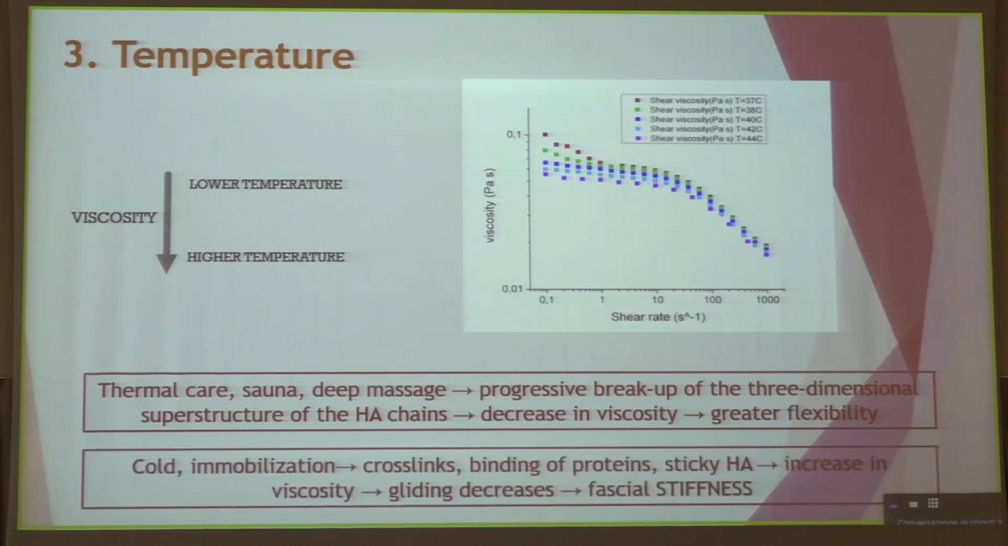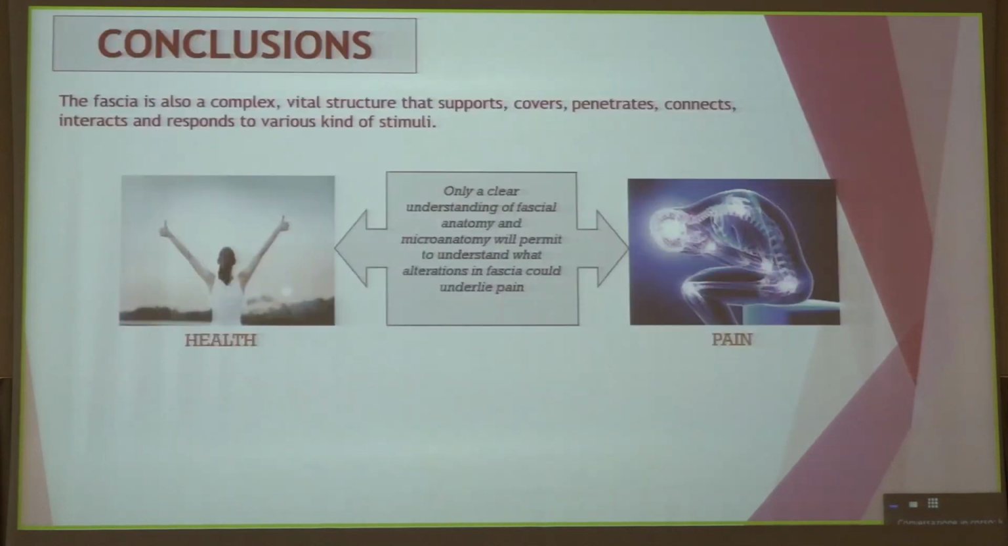The opposite situation when there is a cold tissue or an immobilized tissue, so the hyaluronan becomes no lubricant but sticky hyaluronan with cross-links and binding of proteins. There is an increase in viscosity and so much more rigidity and fascial stiffness.